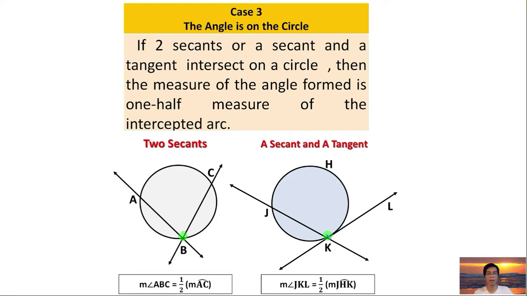So, in the figure here, sa aking left, si measure of angle ABC, ito siya, is equal to 1/2 ng kanyang intercepted arc. 1/2 the measure of arc AC. Dito rin, si angle JKL, the measure of angle JKL equals 1/2 the measure of the intercepted arc, which is arc JHK. So, yun yung gagawin natin or apply natin na formula. Let's have our first example.